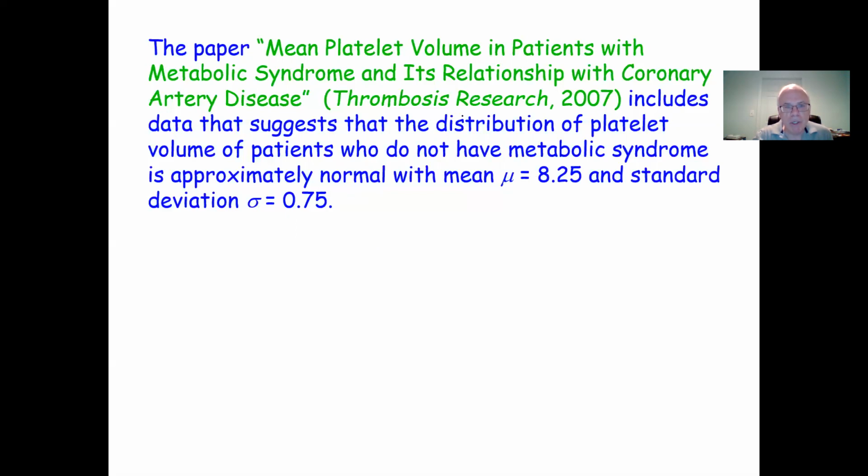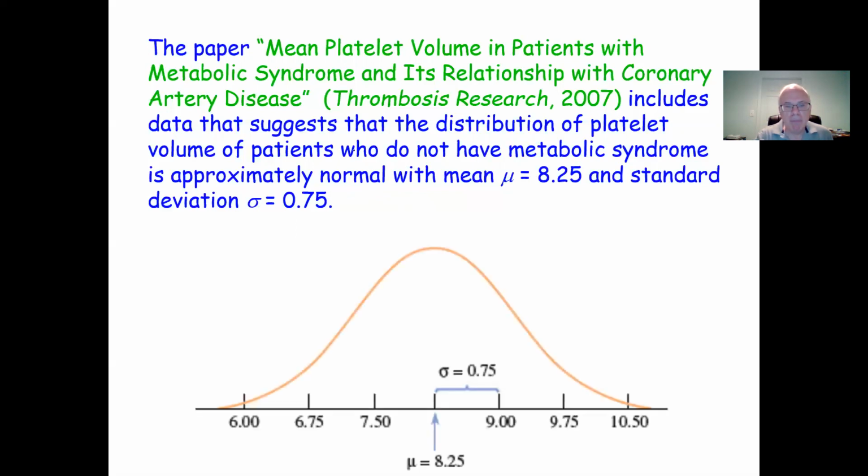Regardless of all these words here, if you find your head spinning when you read all these words, don't worry about it. Whenever you're looking at a problem, what you're going to be doing is looking at the words mean, the words standard deviation, things like that. Anyway, what we're measuring here, they say, is approximately normal. So here's the mean of 8.25, and there's our standard deviation 0.75.